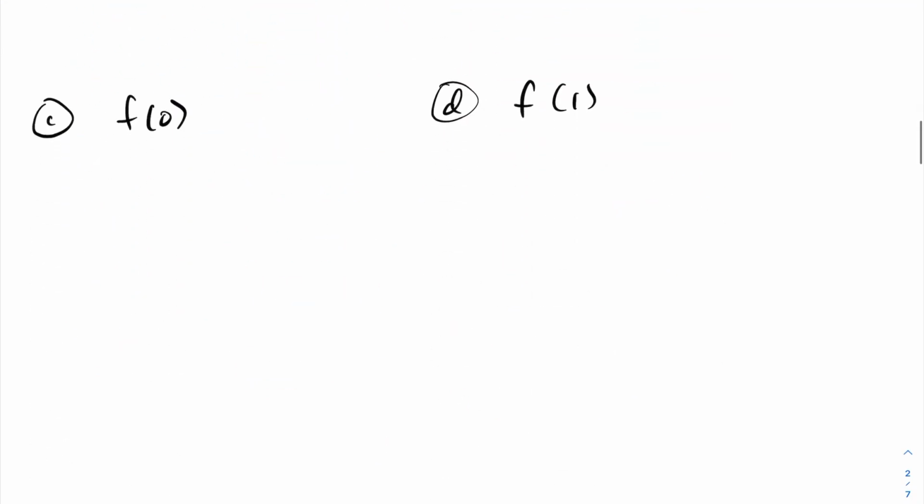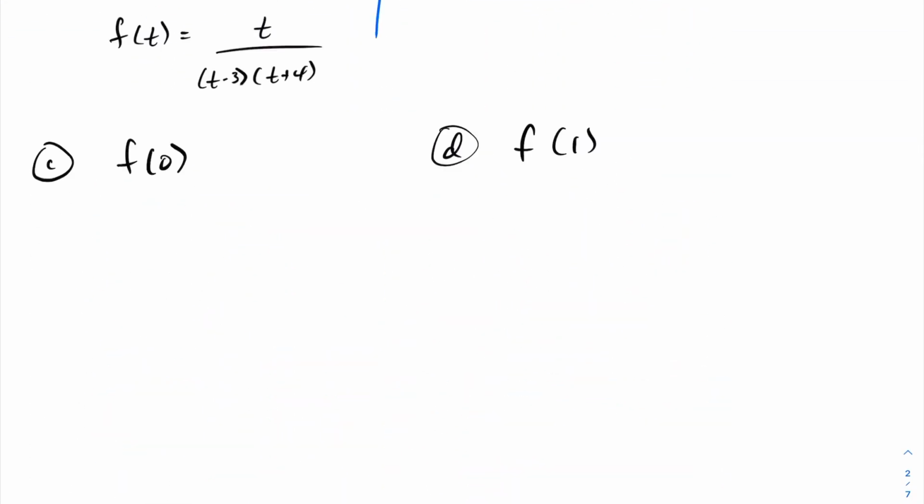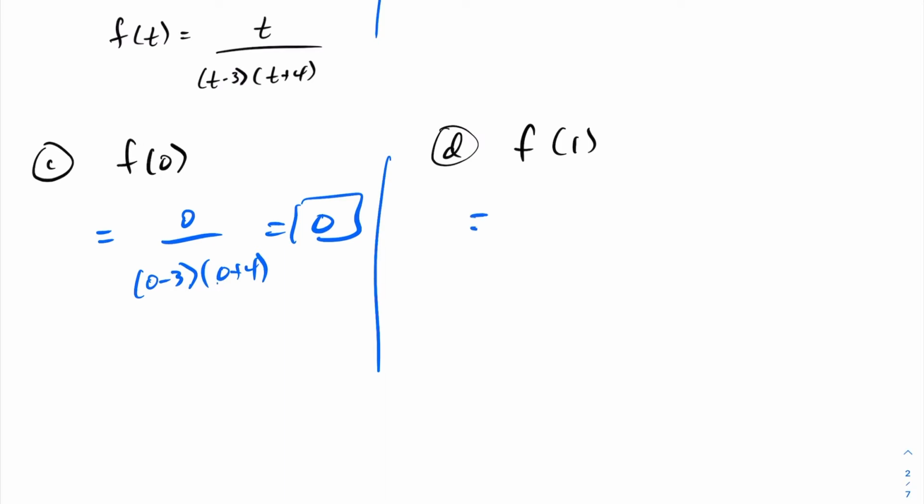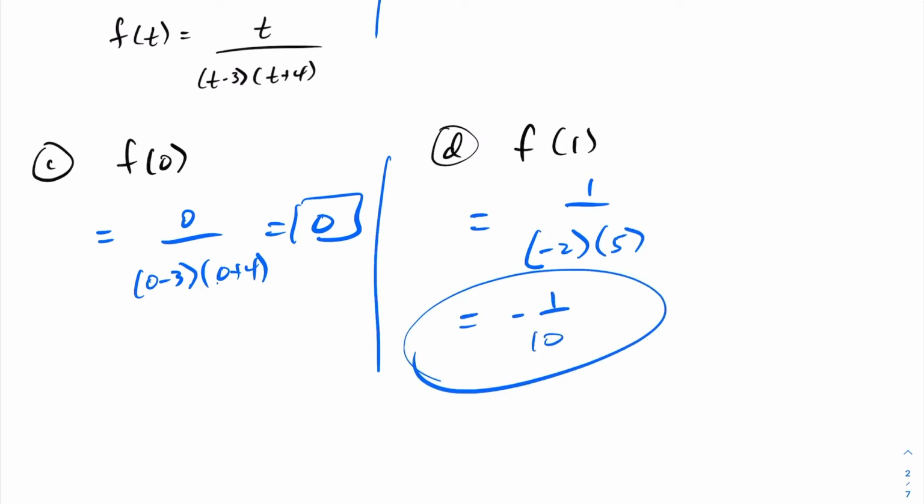Let's take a look at the next example. So now we want to look at f at 0. So everywhere I see a t, I change that to a 0. So it becomes 0 over 0 minus 3 times 0 plus 4. And as we know here, that final answer just becomes 0. And we got f at 1, in which case that's 1 over 1 minus 3 is negative 2. And 1 plus 4 is 5. And this becomes negative 1 over 10. So we have f at 0 is 0, and f at 1 is negative 1 over 10.